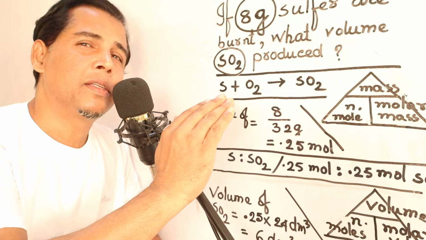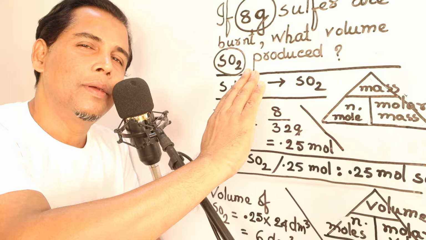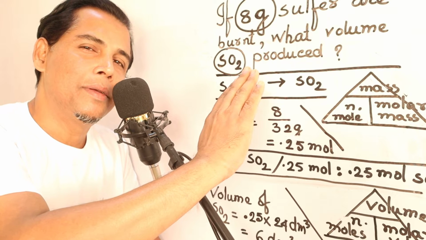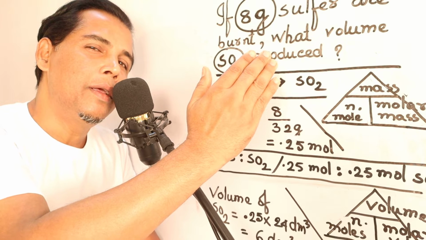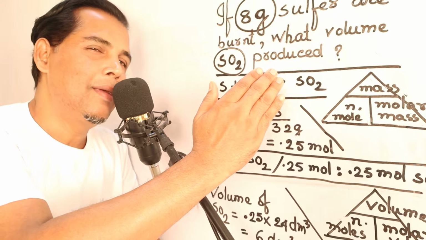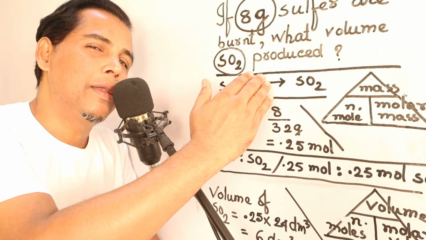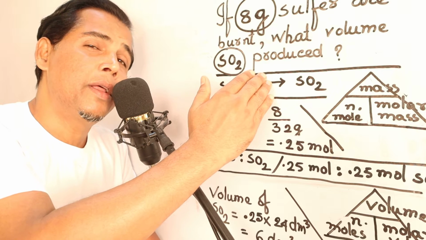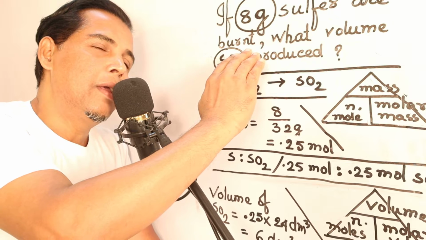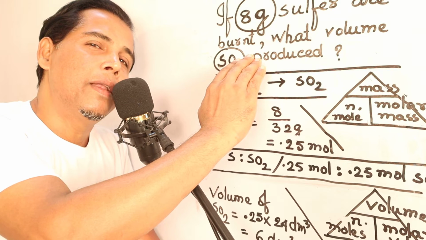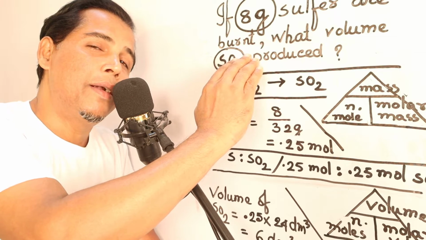In today's math problem, 8 grams of sulfur is burnt. Burnt means combusted. When sulfur is burnt, oxygen is taken from nature, and the sulfur and oxygen turn into sulfur dioxide. It is the usual case that the given mass may not all be used. 8 grams of sulfur has been given, but that doesn't mean the full amount of sulfur has been burnt.